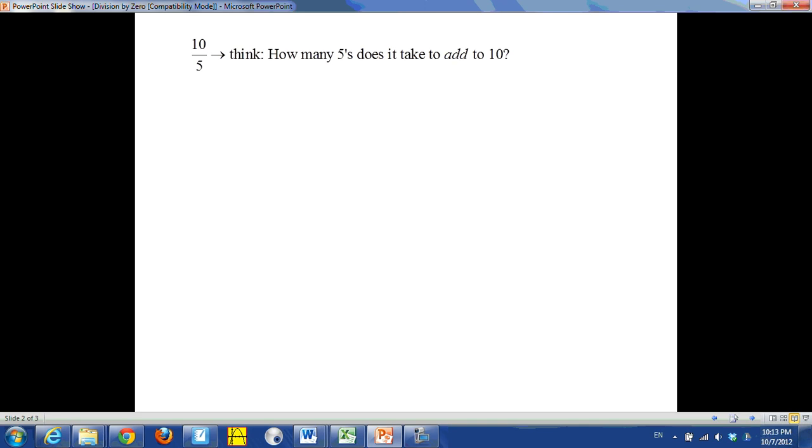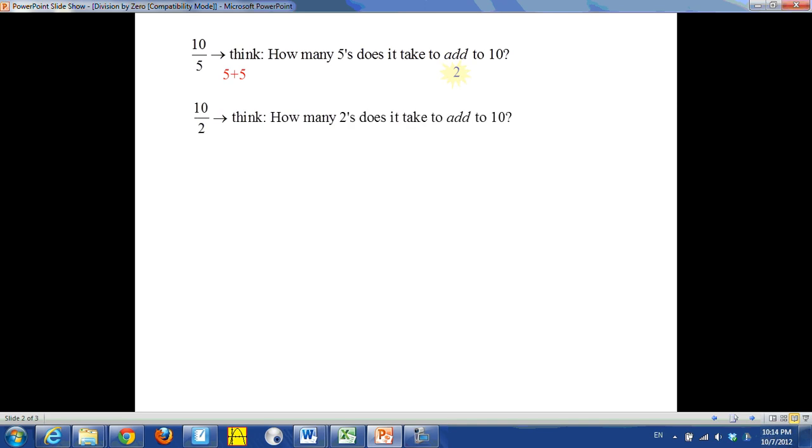10 divided by 5, of course, as hopefully you understand this now from the perspective of how many 5s does it take to add to 10. We're not dividing 10 into groups of 5, or into 5 groups. We're asking how many 5s does it take to add to 10. And so we list it. We add up 5s until we get to 10, and we stop when we have 2 of them.